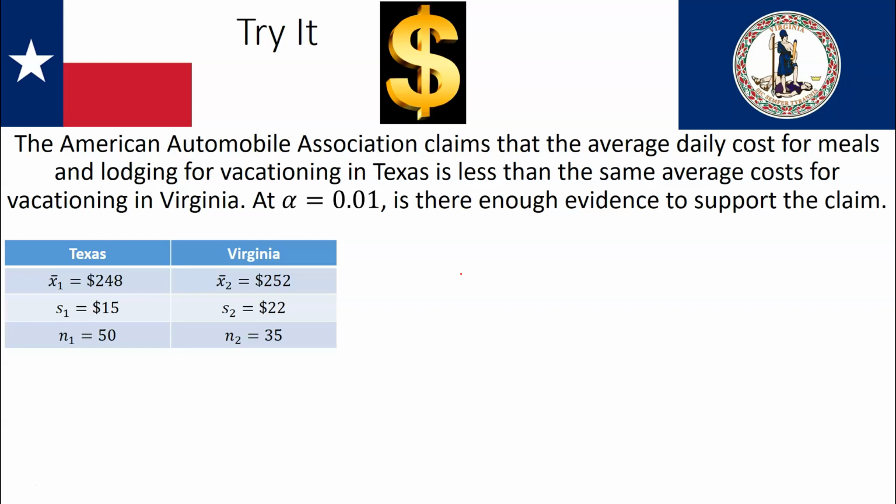The American Automobile Association claims that the average daily cost for meals and lodging in Texas is less than the same average cost for vacationing in Virginia. I think it meant actually the same amount of time. So they're saying that Texas is cheaper than Virginia, less than. There's some data there. Why don't you go ahead and run a hypothesis test, give it a try.